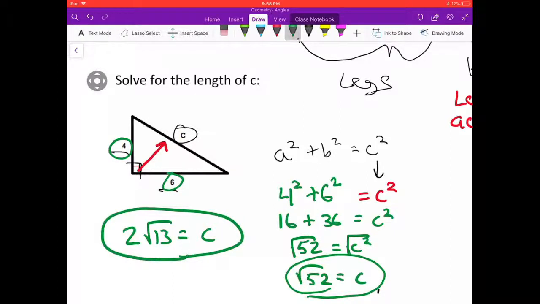So using the Pythagorean Theorem, a squared plus b squared equals c squared, we have our two legs, and we have our hypotenuse filled in.